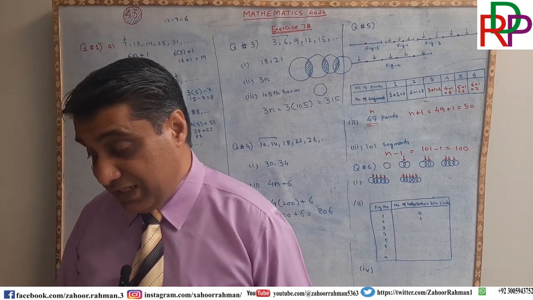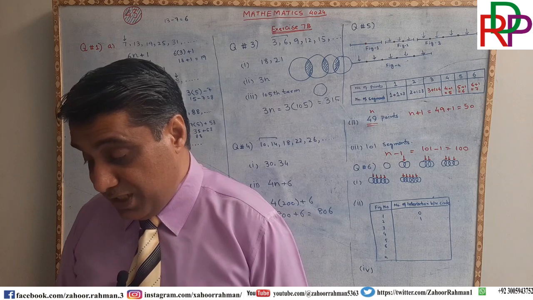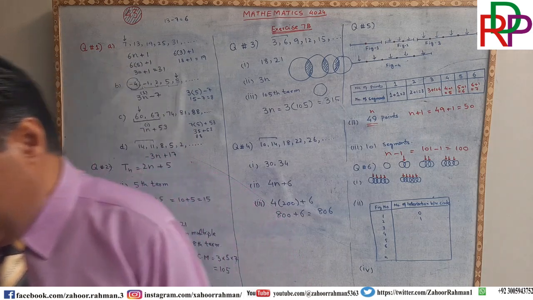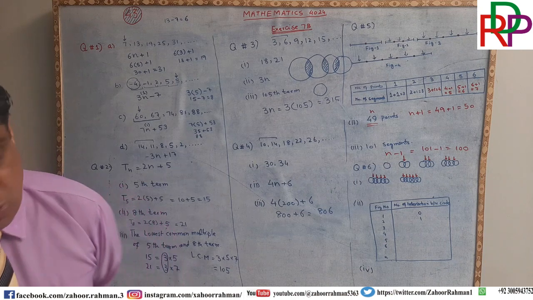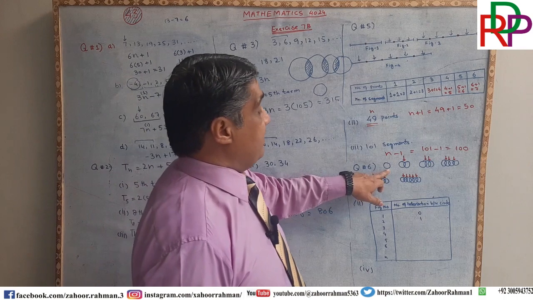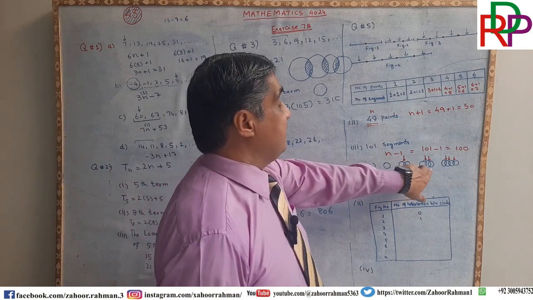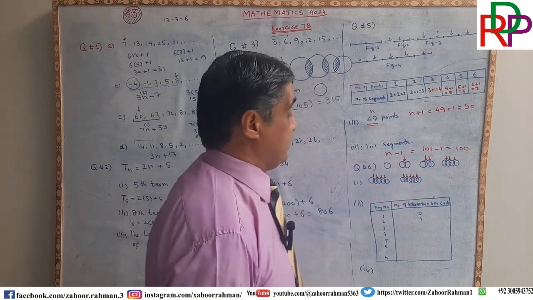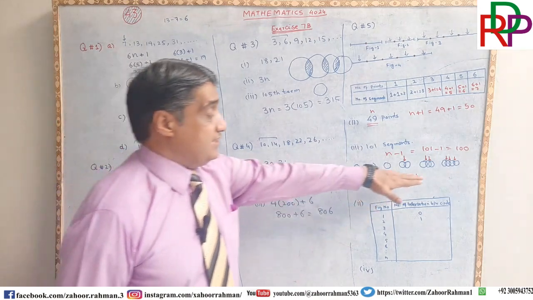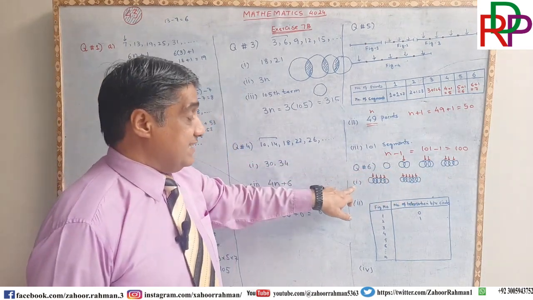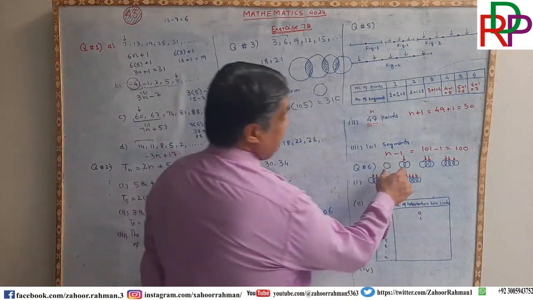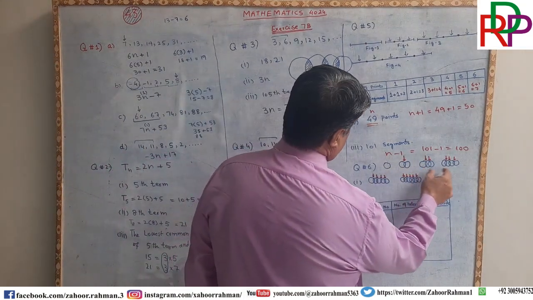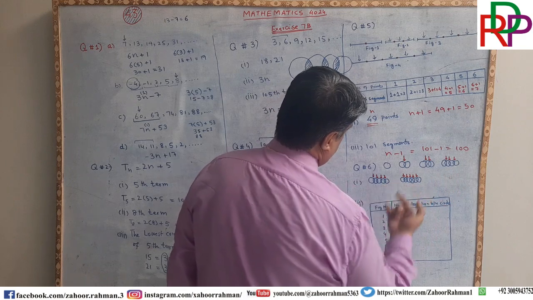Now we are turning to the intermediate level. Here they are saying the first four figures of a sequence are as shown: one circle, two circles, three circles, and four circles. Now this is the first part they are asking: keeping in mind these four figures, construct the next two figures.